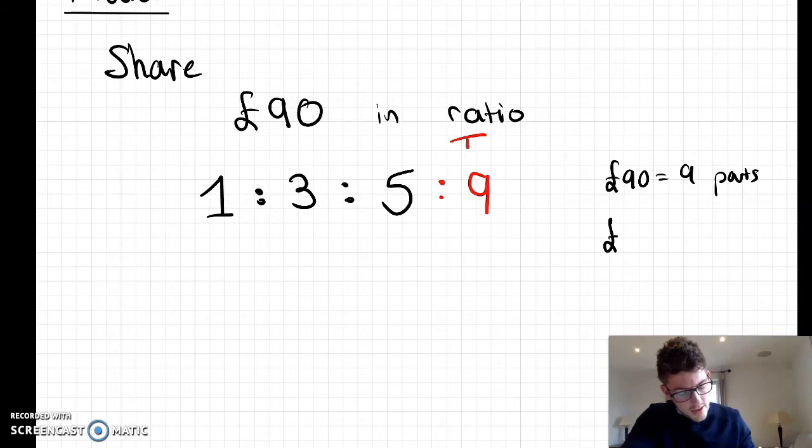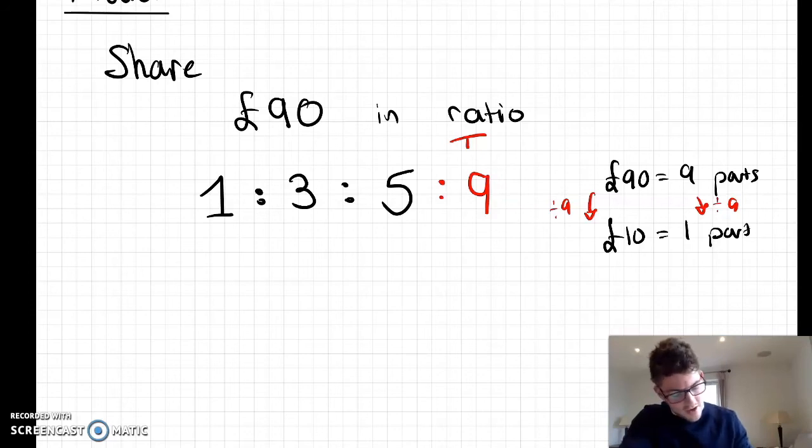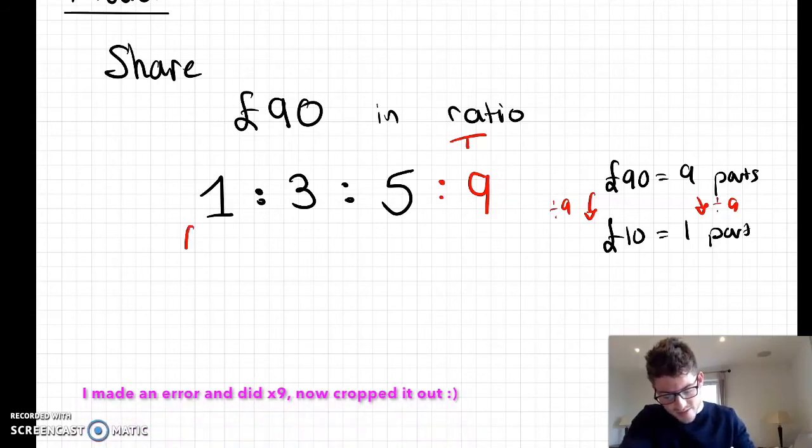We can do this one mentally now. £10 is 1 part. What I've done there is divided it by 9 to get myself 1 part. And there we are. Well, 10 is, sorry, £10. Let's bring this back. Hopefully some of you spotted that mistake. See what happens when you rush your work.